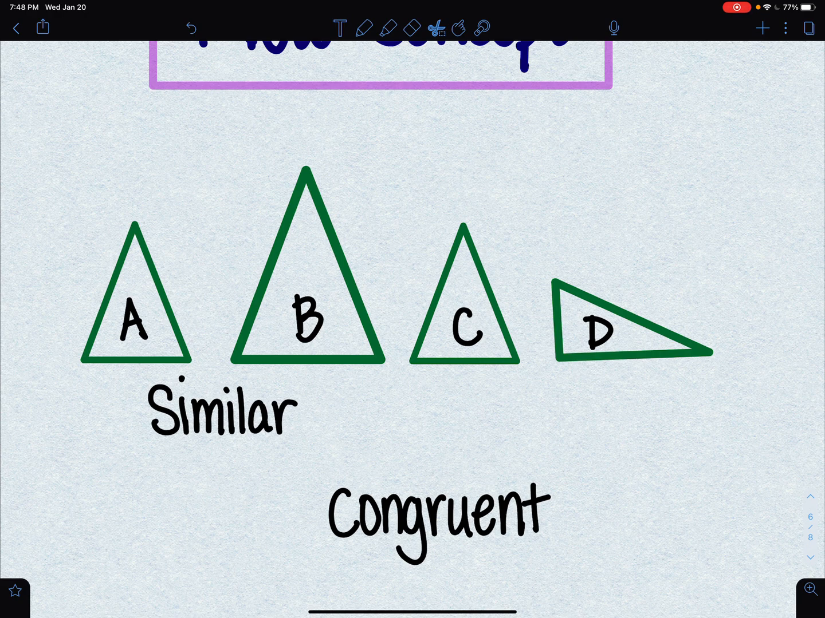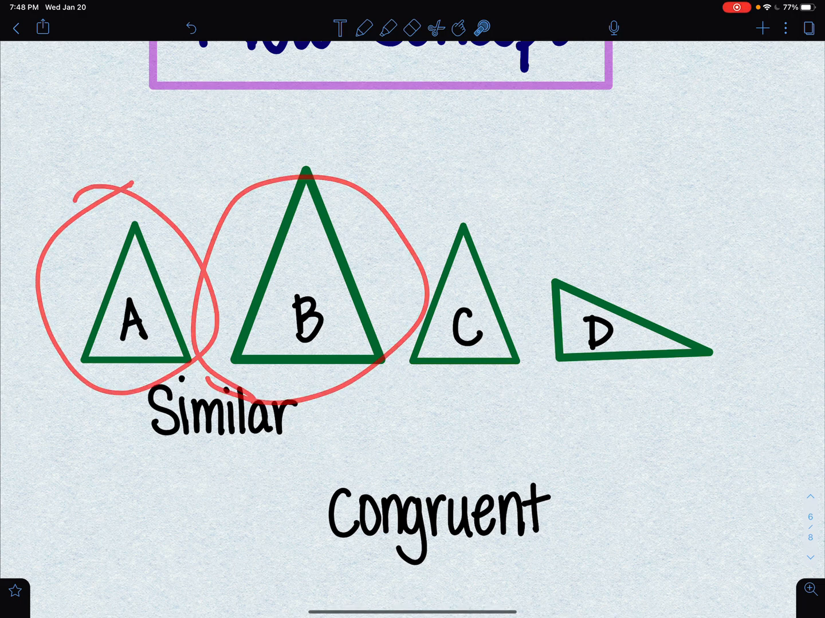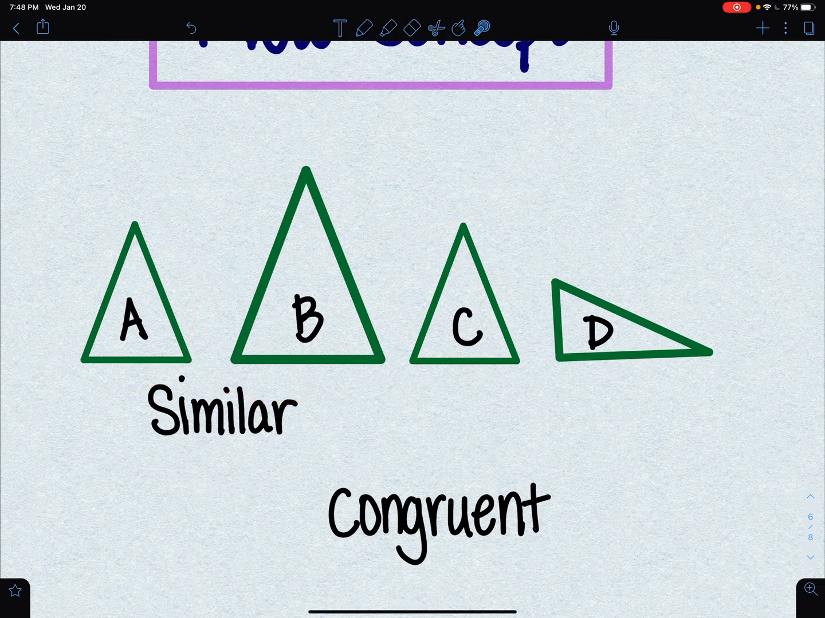The way that you make triangle A look like triangle B, one way is if you enlarge it, like I just did by stretching it out. Or you could make it look like triangle B by using a magnifying glass, and that would make it bigger, and then it would look like triangle B. So, but because their sides are not the same length, they're not congruent.